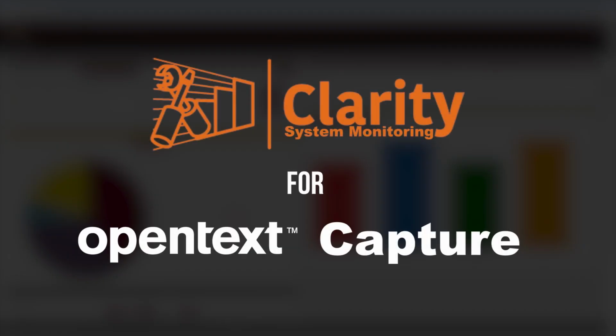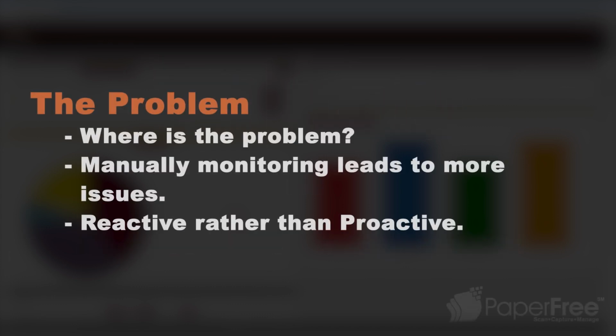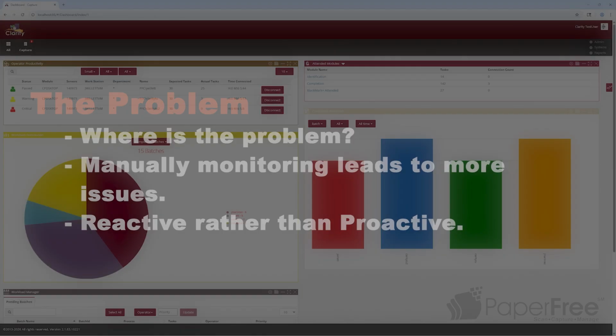In most OpenText Capture environments, one of the biggest challenges teams face is visibility. When processing slows down, it's often unclear whether the issue is related to workflow bottlenecks, operator performance, or underlying system health. Without a centralized view, teams are forced to manually monitor different components, react to issues after they occur, and spend valuable time troubleshooting instead of focusing on operations.